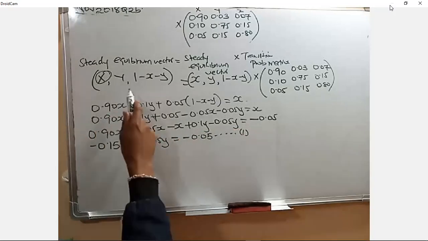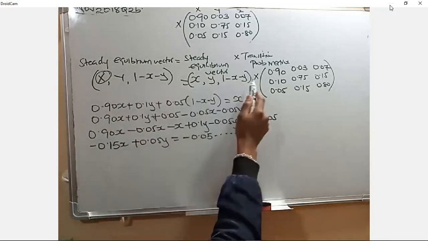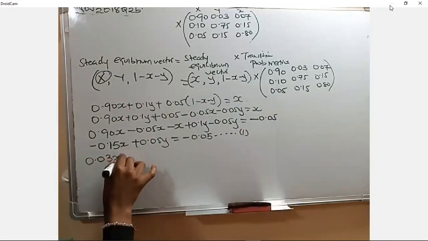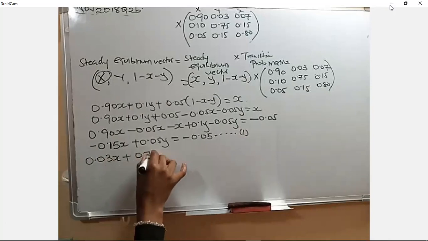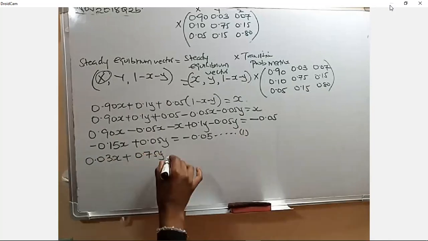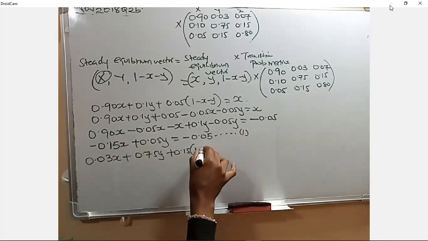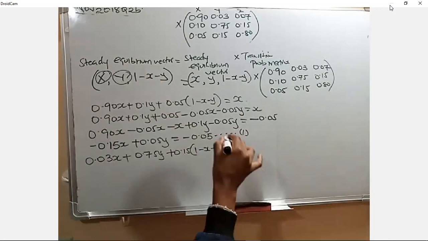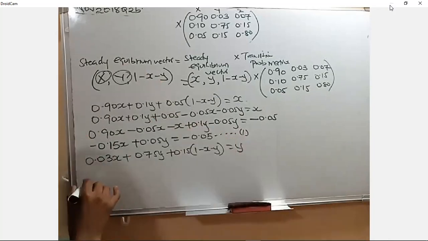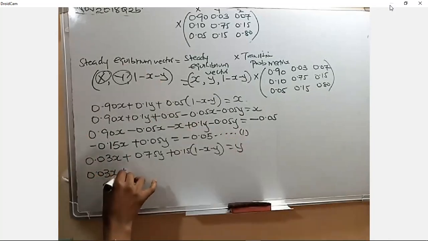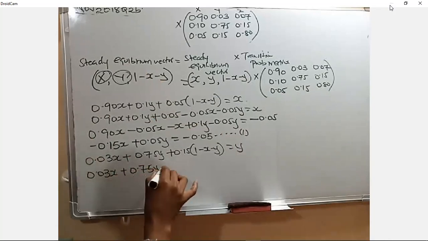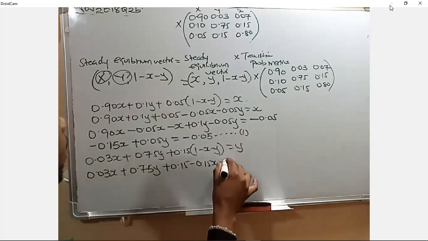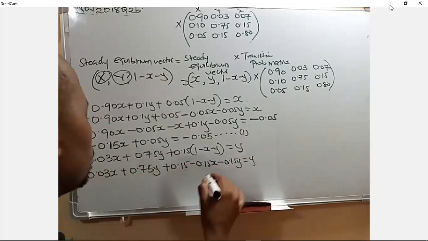Now, when you go to the second one, you take also these values. You multiply with the second column, so it will be 0.03x plus 0.75y, right? Then plus 0.15, 1 minus x minus y. Then you equate to the second value, which is your y. Put the like terms together: 0.03x plus 0.75y plus 0.15 minus 0.15x minus 0.15y should be equal to y.